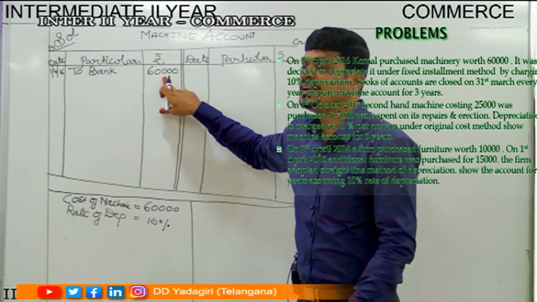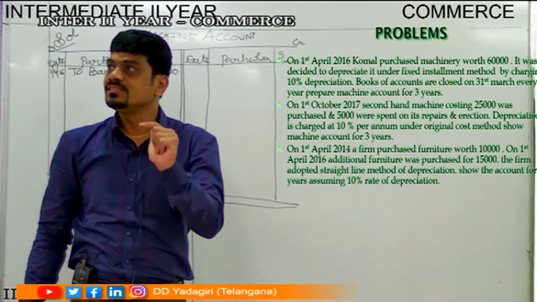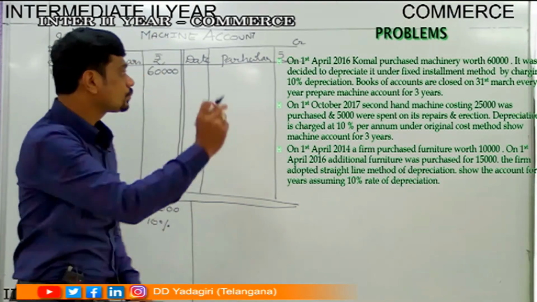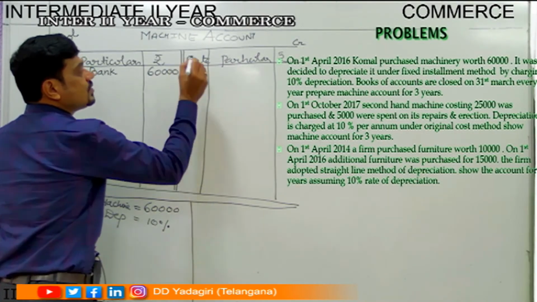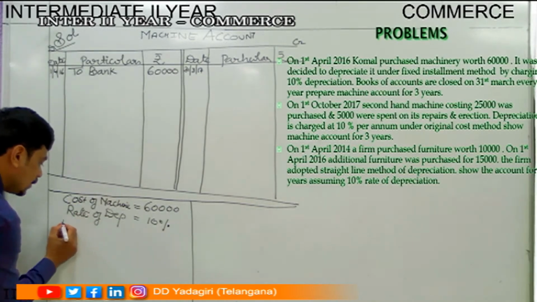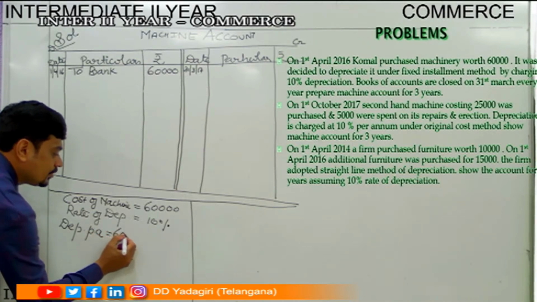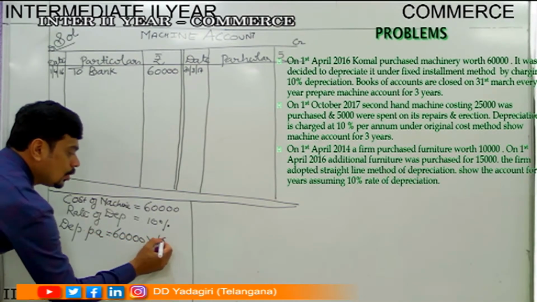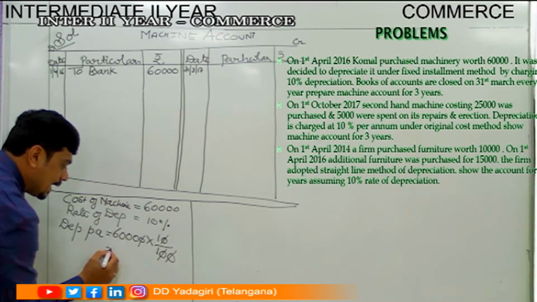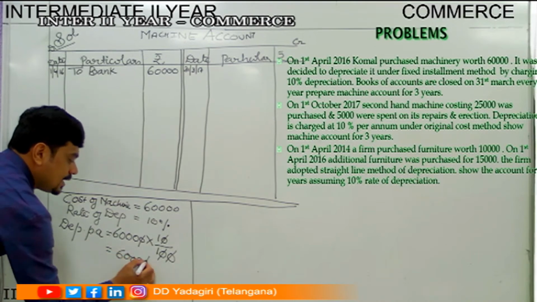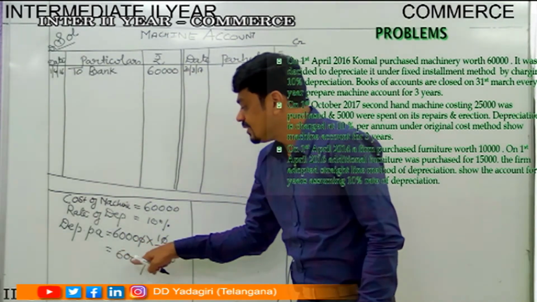Right? Now when will the 1 year complete? It completes on 31st March 2017, the financial year end. So on the credit side, write 31st March 2017 and keep it ready. Come to working notes and write depreciation per annum: 60,000 into 10%, 10 by 100. Cancel the zeros. We get depreciation of 6,000 per annum.